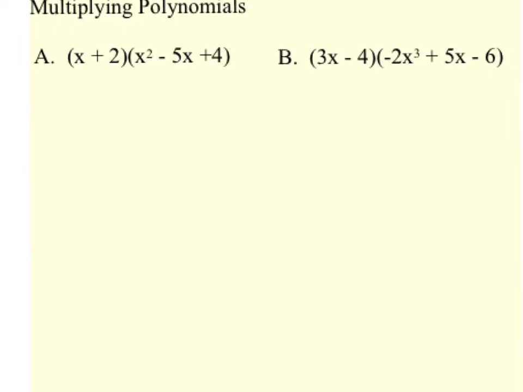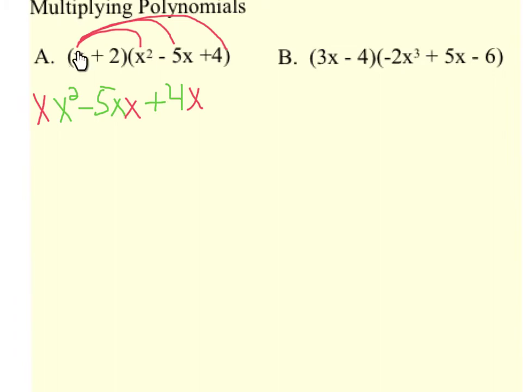We're going to take the x and multiply it to this, and then multiply it to this, and then multiply it to this. Let's see what that looks like. Okay, here's what I did. I did x multiplied to x squared, then I did x multiplied to the negative 5x, and then I did x multiplied to the 4. So that gives me 4x. Now I'm going to simplify this a little bit.